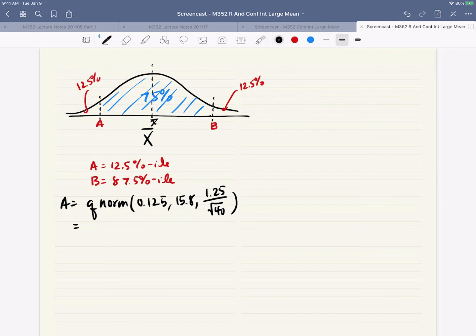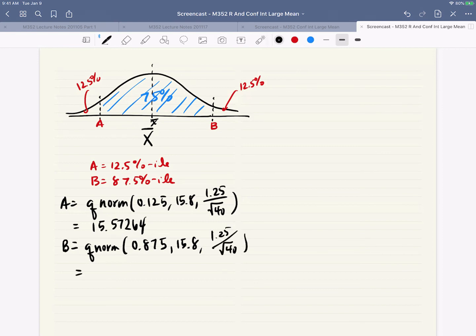You plug that into R, and I calculated here a second ago, you get 15.57264. The other percentile, we'll get that with the qnorm command using the 87.5 percentile. Okay, same parameters, mean 15.8, standard deviation 1.25 over the square root of 40, and R tells us this number is 16.02736.